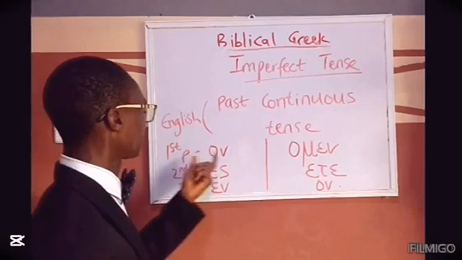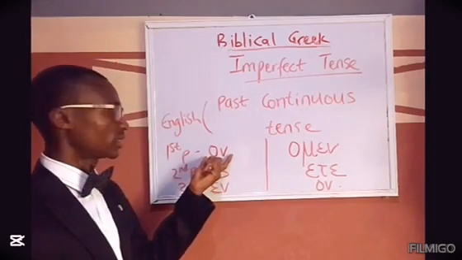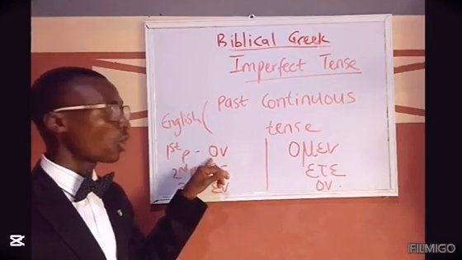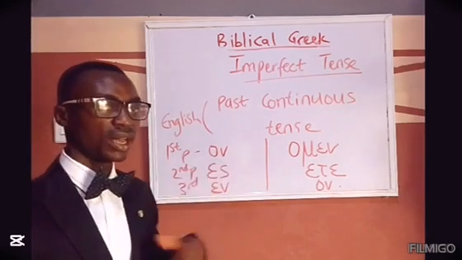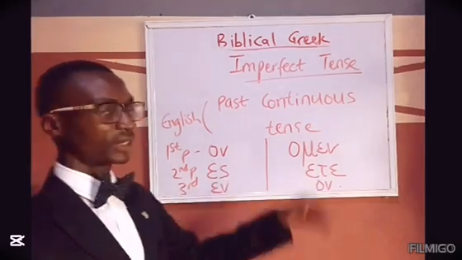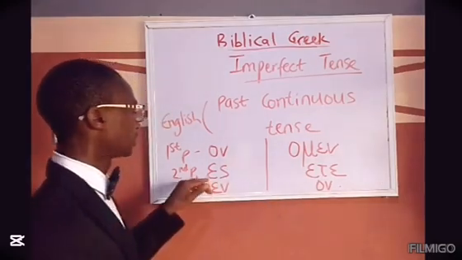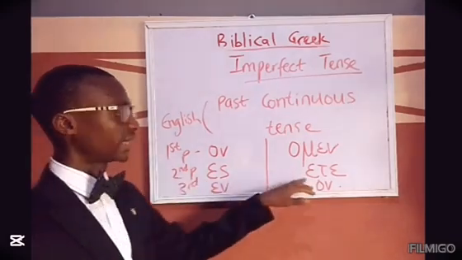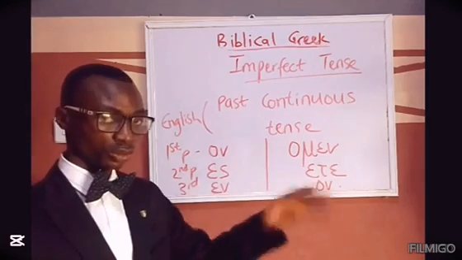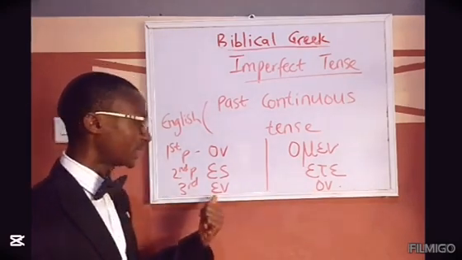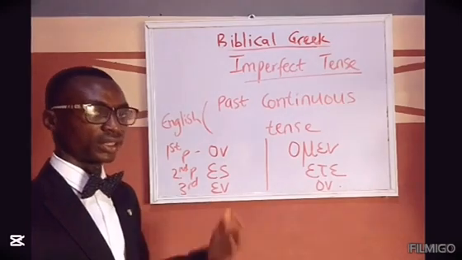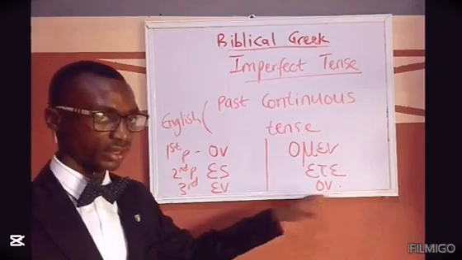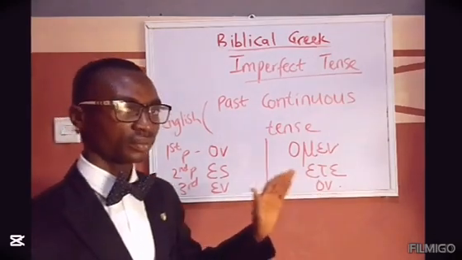Now this is the ending for the first person singular, that's on, which literally means I. Then omen means we. Then s means you, singular. Then ete means you, plural. Then we have en, which means he or she or it. Then we have on.